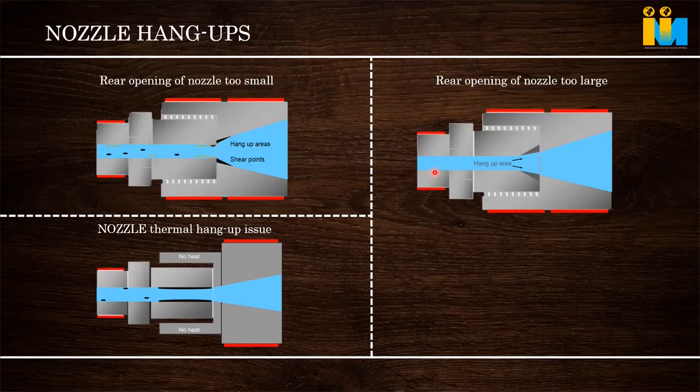During suck back, some amount of material stays in this hang-up area, a dead spot, and stays there itself. After multiple shots, this stays for a longer time, and it burns and becomes char, or black or brown color, whatever, a burnt color, and it slowly goes to the part. So this is another problem.